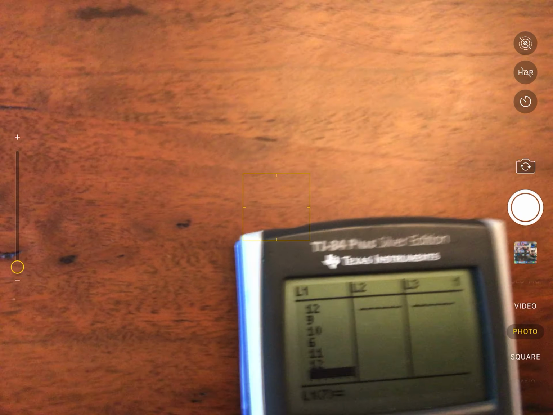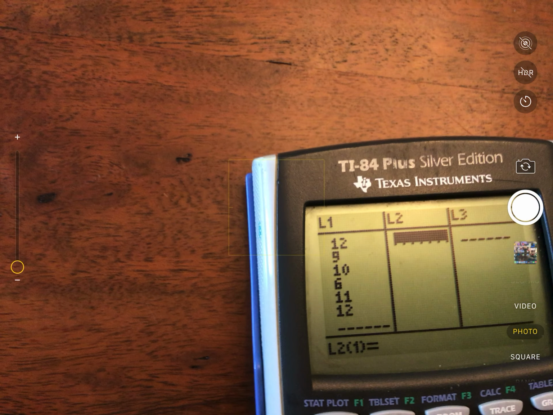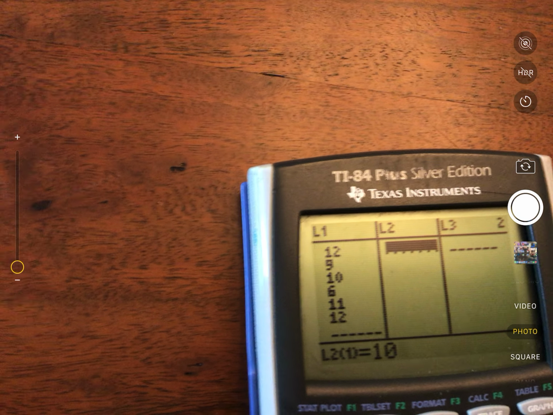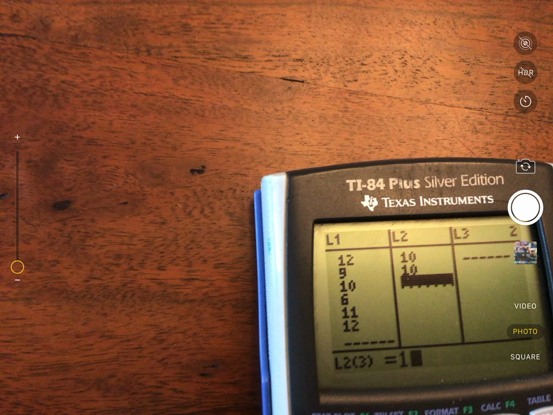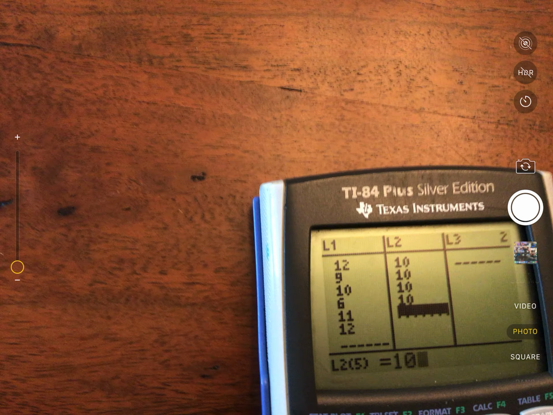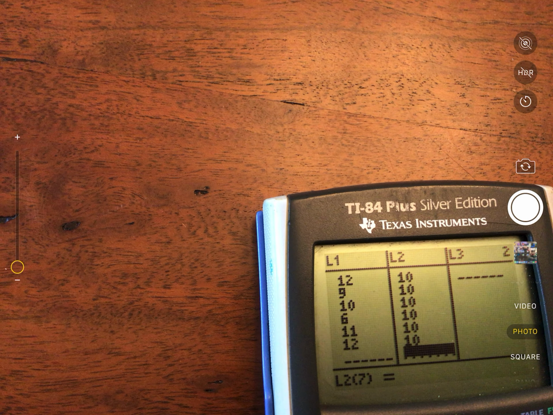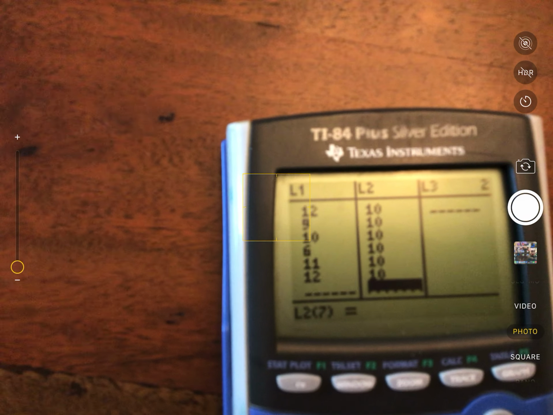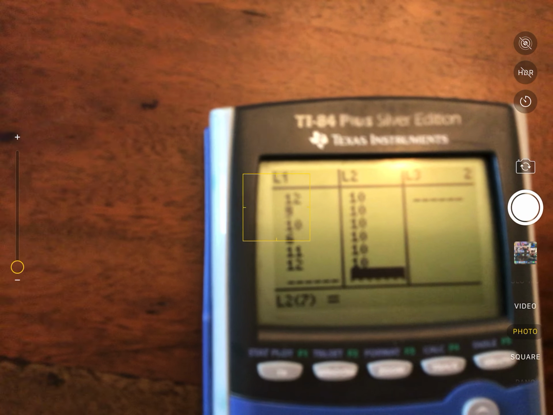And then I'm going to go into List 2 and put in the expected values, which were all 10, right? Because I would expect 1/6 on each of those times my 60 rolls, which is 10. So I put all of those into my calculator like that, okay?